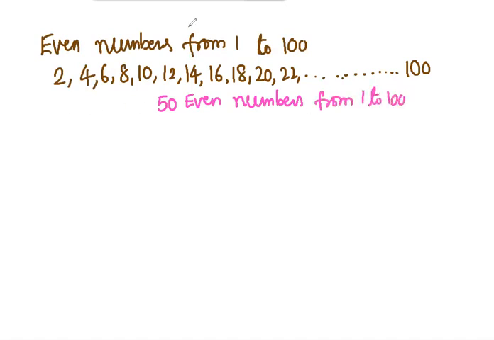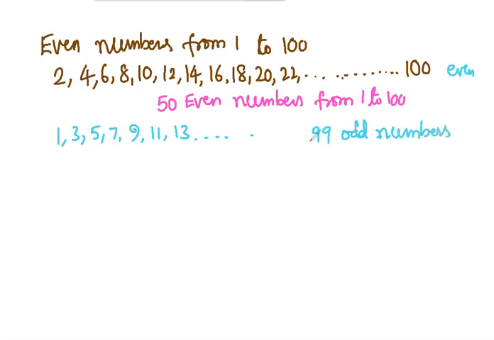Similarly, the remaining numbers are odd numbers. So 1, 3, 5, 7, 9, 11, 13, like this are called odd numbers. The last odd number from 1 to 100 is 99. These are even numbers and these are odd numbers. So from 1 to 100, there are 50 even numbers and 50 odd numbers. The least even number is 2 here.